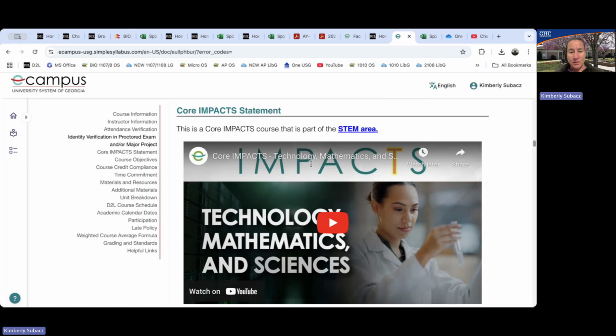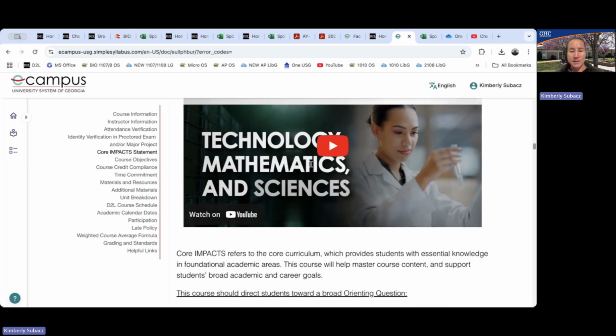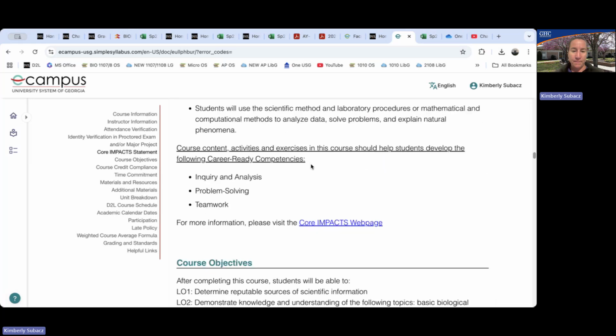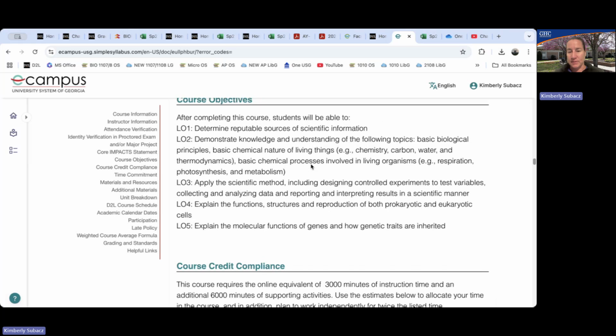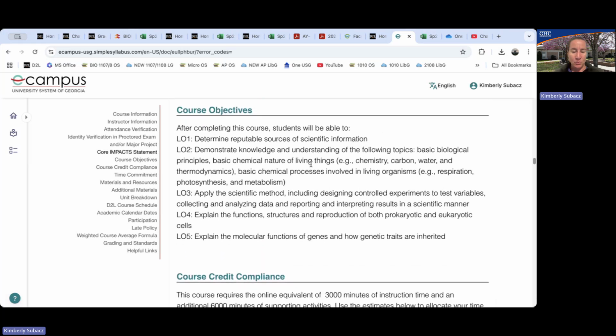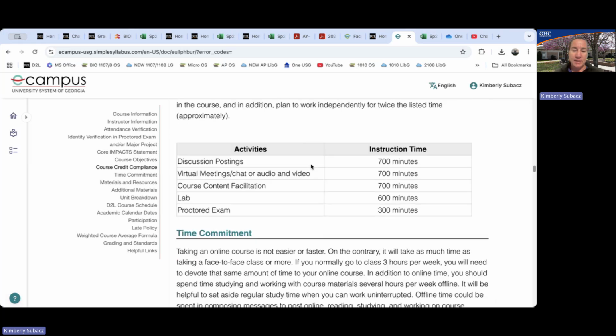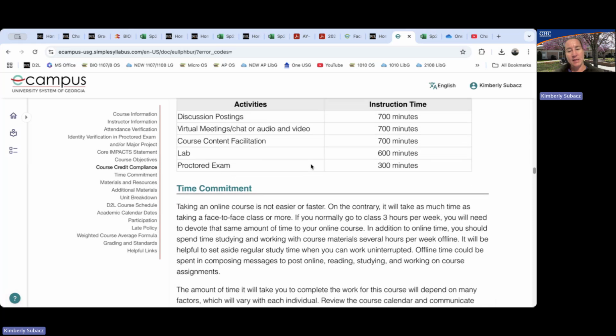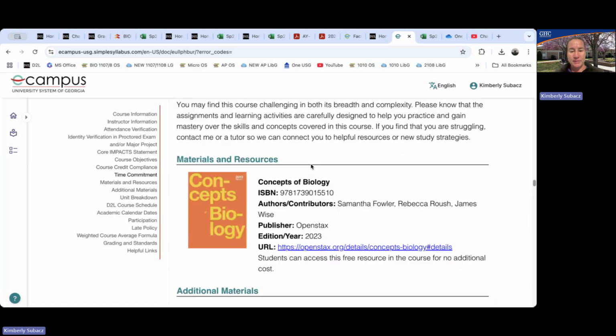This class is definitely part of the core impacts. It is the T and the technology of the impacts. The different objectives that we're going to be going through on our Intro to Bio course. Credit compliance, how much time each of the different things take, all the different time commitment stuff.